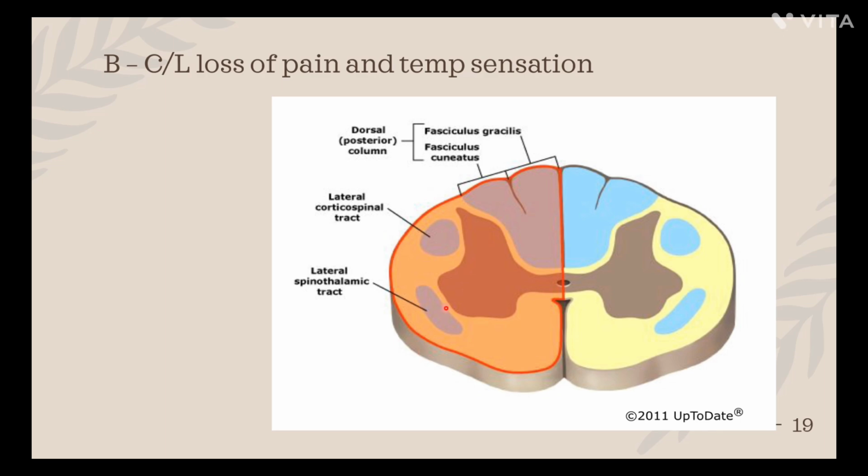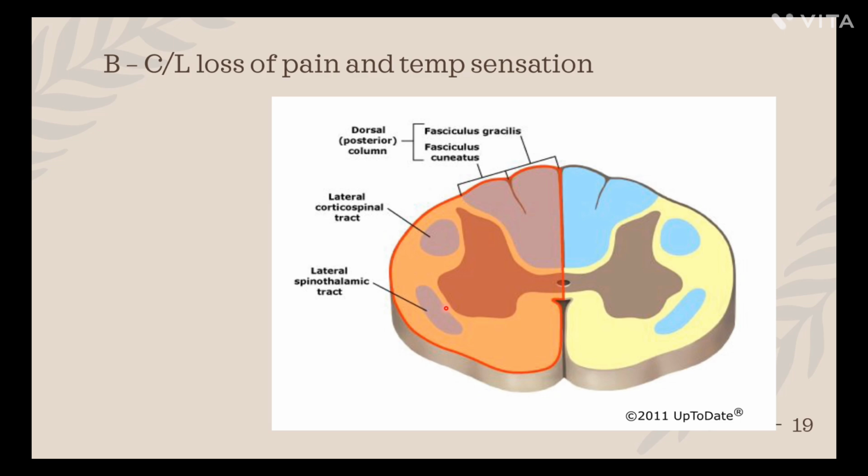Lateral corticospinal tract is your motor tract, which is crossing at the pyramidal decussation and at the brain level itself, and it's coming down. So when there is a lesion at the spinal level, it's ipsilateral motor loss, and wasting can happen only many months after, when there is a disuse atrophy.